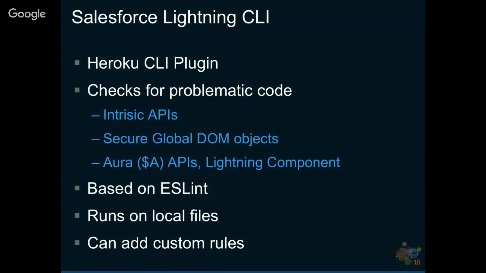It also provides secure global DOM objects. So that's the wrappers that I was talking about, and it'll check against that, and it'll check against the Aura APIs, and it'll also check other Lightning component JavaScript libraries. It's based on ESLint, which is a really good tool. It runs on your local files, and you can add in custom rules.